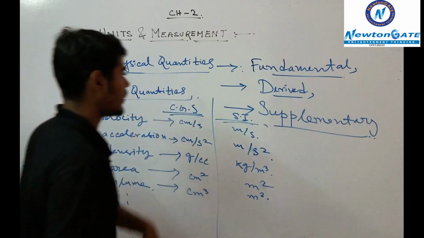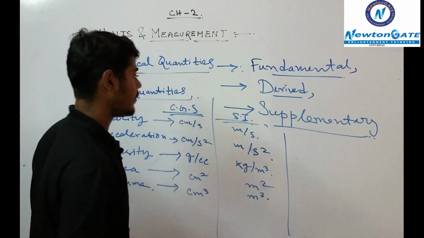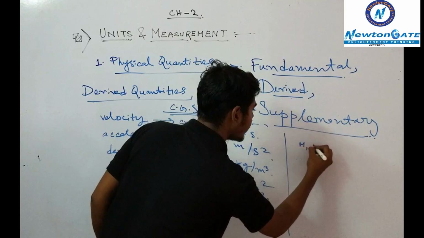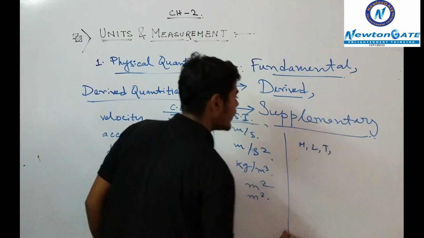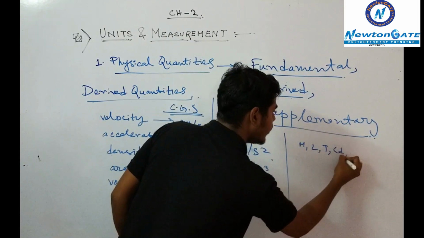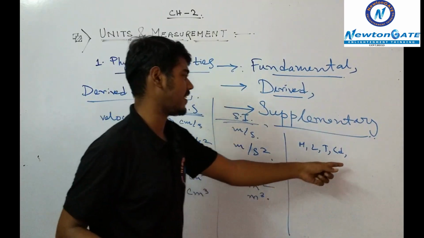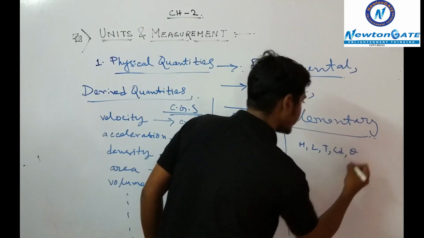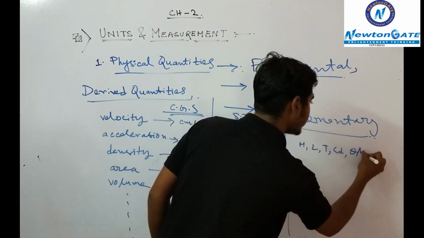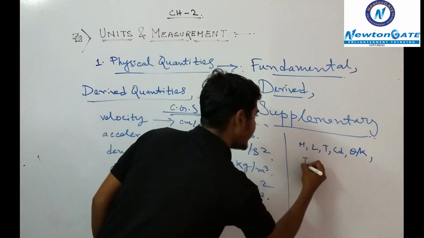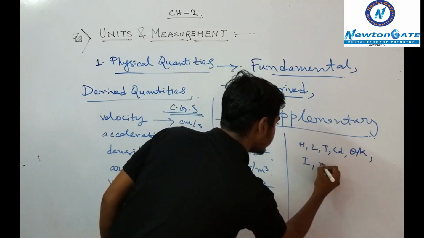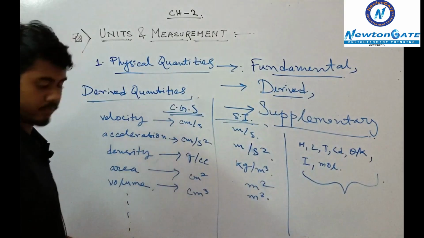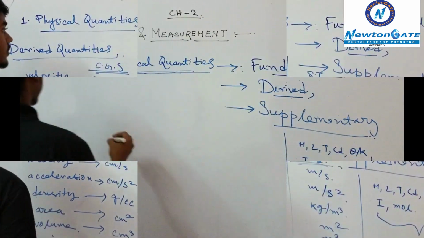So the derived quantities depend on the 7 fundamental quantities: length L, mass M, time T, luminous intensity candela, which is very less used actually, temperature expressed as theta or Kelvin, current I, and mole. These 7 quantities.